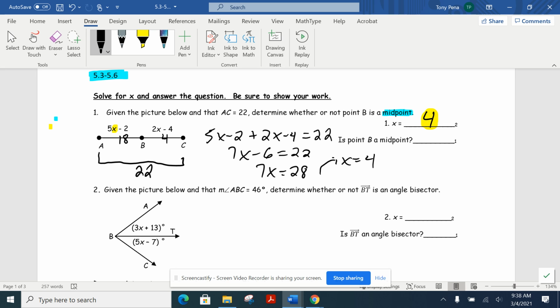So B is not your midpoint. So we would say in this case, the answer to this is no. One was a length of 18, one was a length of 4. The only way that's the midpoint is if they're both 11. Okay.